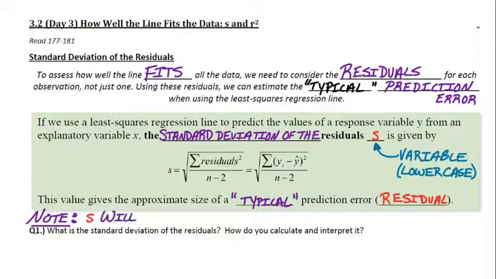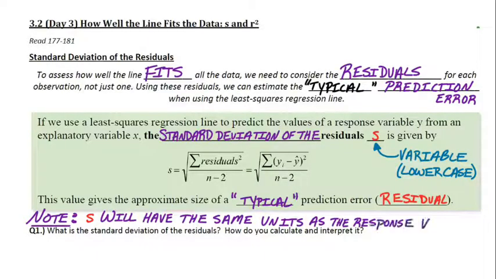So one thing I want to note is S will have the same units as the response variable, or the Y variable. So in our celebrity guessing activity, you could say the best guesser probably on average had the smallest residuals, so they were the closest to the line. So they would have the smallest value for S. The standard deviation of their residuals will be the smallest. Maybe that makes them the best guesser.